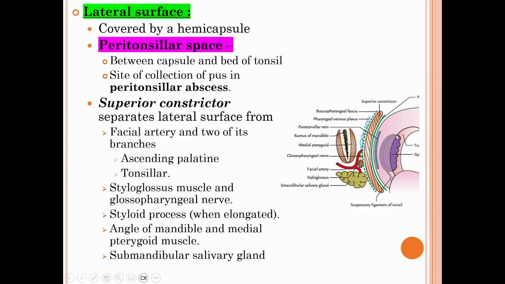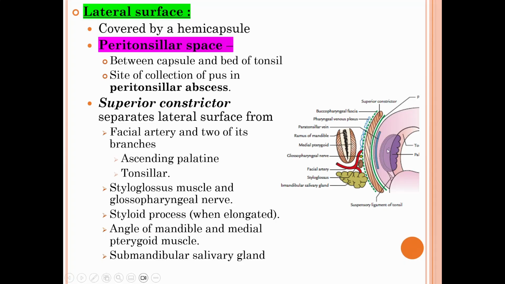Lateral surface only is covered by the capsule, and the space between the capsule and the tonsillar bed here, that is known as peritonsillar space. If there is abscess in that, that is known as peritonsillar abscess. Now you can see here superior surface. So superior surface is here separating the lateral surface from the facial artery and two of its branches. Here two of its branches which are given in the neck, the ascending palatine and tonsillar branch.